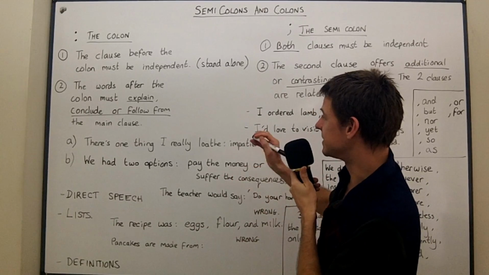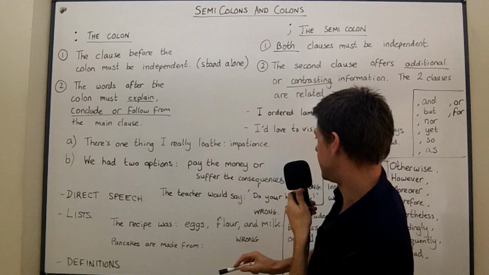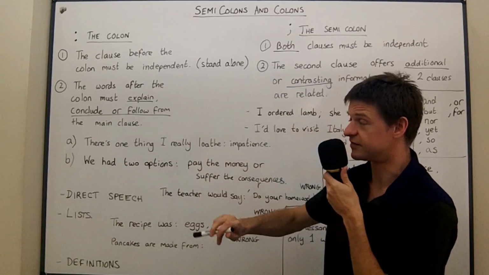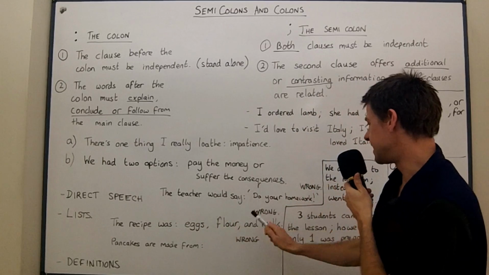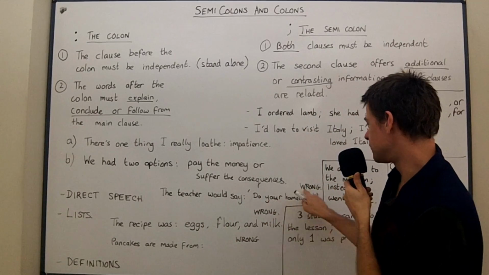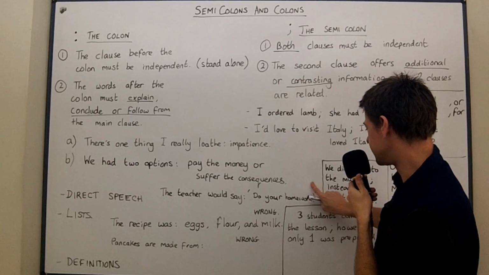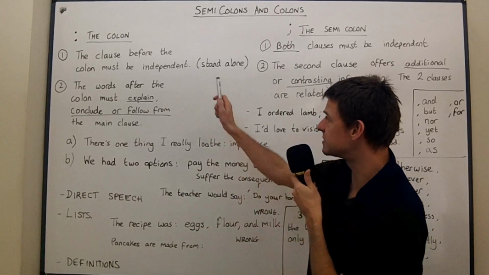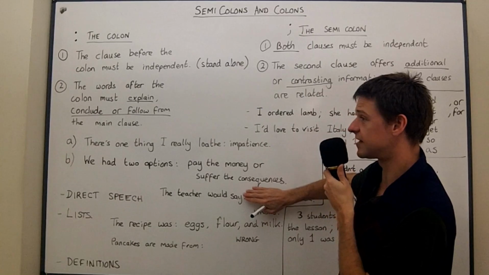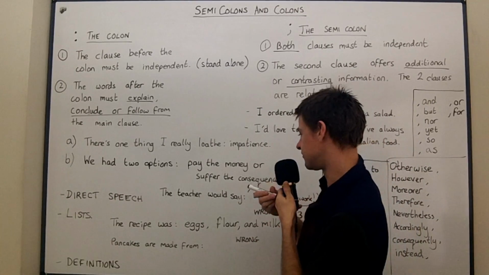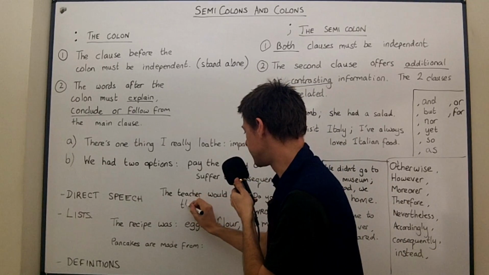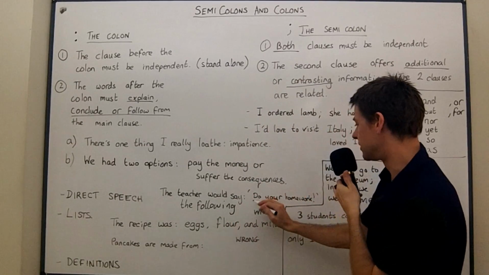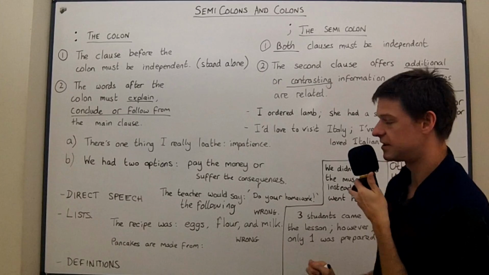So let's have a look at some examples down here. If we look at this one, for example, which is direct speech, which is one situation when we use the colon, the teacher would say, "Do your homework." Now this is wrong, why I've put wrong here, so I don't want you to copy this down as a good example of the colon. It's not correct because this clause is not independent. You can't just say the teacher would say. It's not possible. So we need to change this one to, for example, the teacher would say the following. And then it makes sense as an independent clause, and you can use the colon and use it as direct speech. Okay?